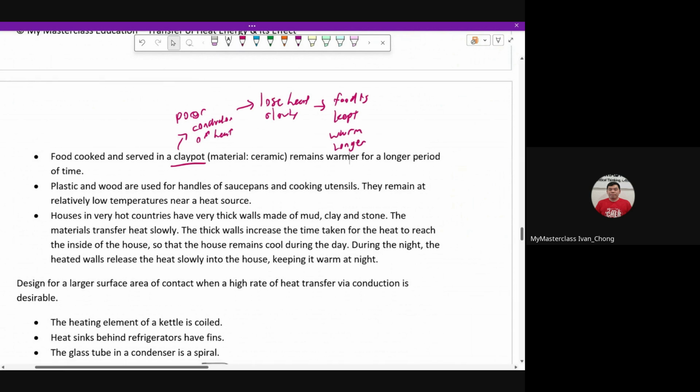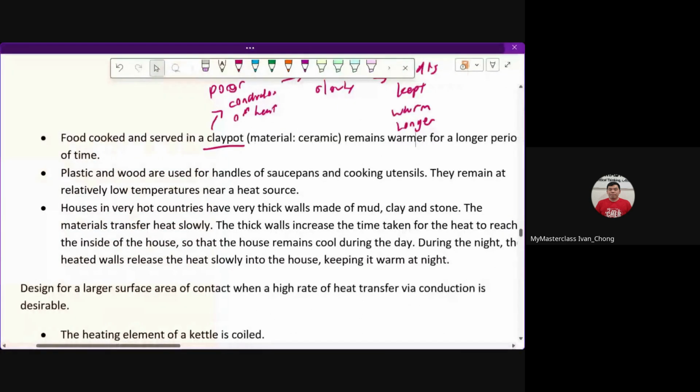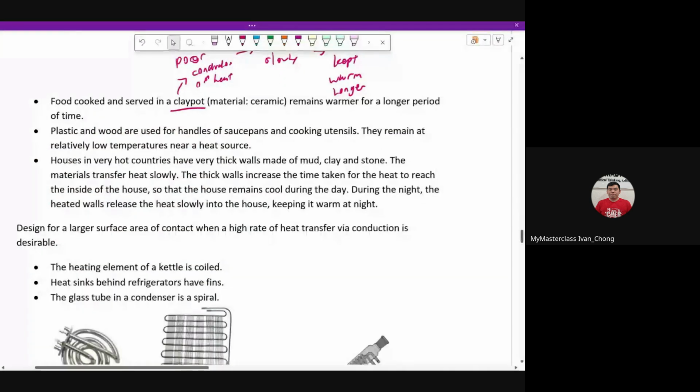Okay, and poor conductors also have a use in cooking in another way: we use them for the handles. If you use it as the handle, because they are poor conductors, you will gain heat slowly. You will gain heat slowly and you lose heat slowly. So what does that mean? If your hands are cold, you will lose heat slowly to the person's hand.